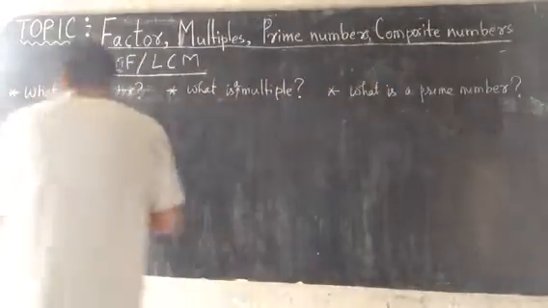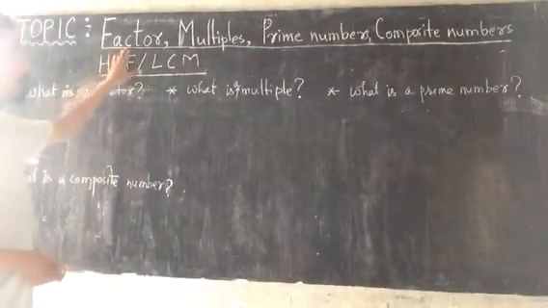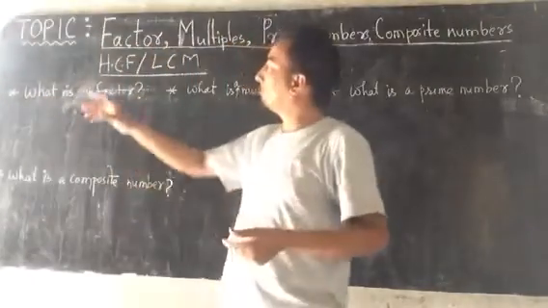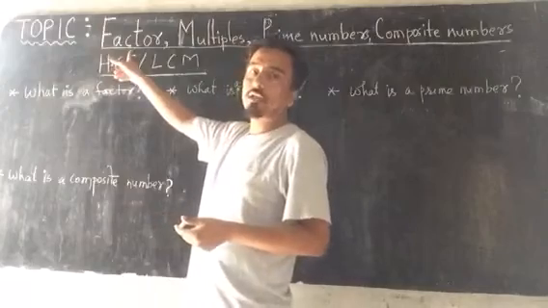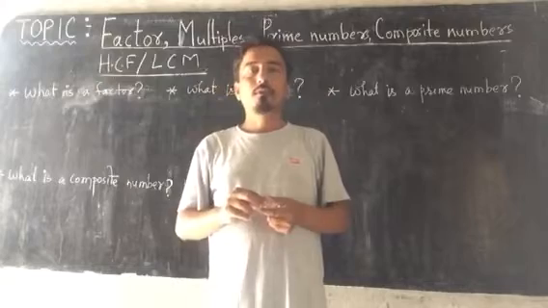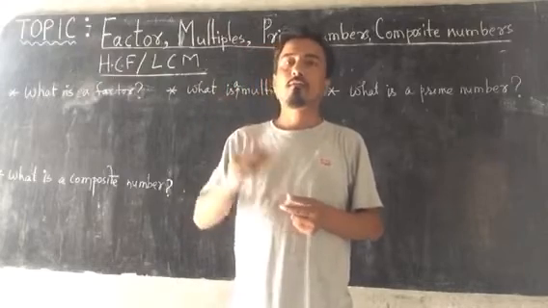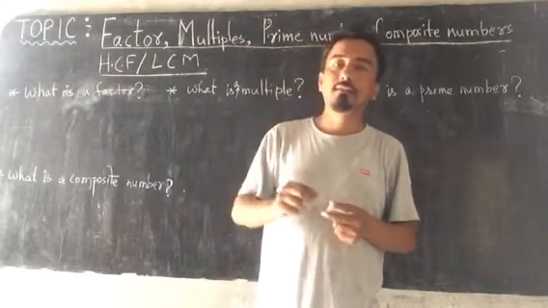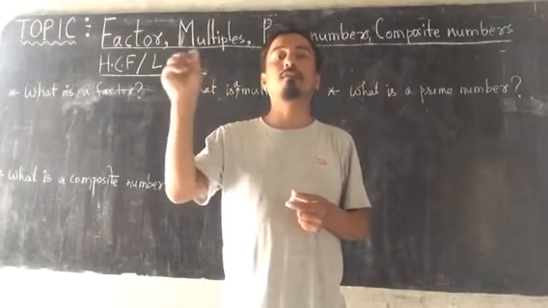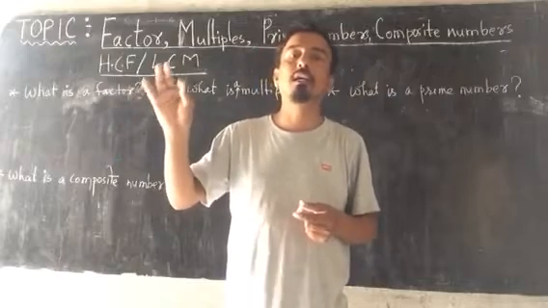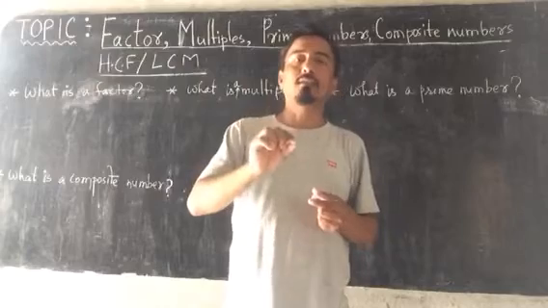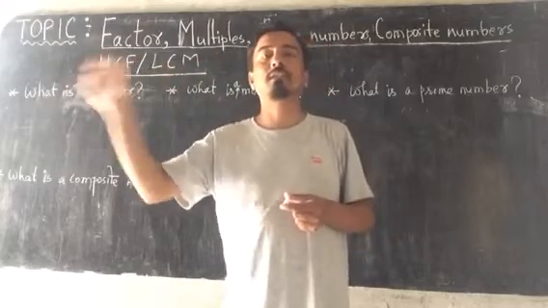First of all, I want to discuss factors. What do you mean by a factor? We have one point here, factor. What is a factor? A factor is a number which can divide a given number completely, without giving any remainder. Then that divisor is known as the factor of that dividend.